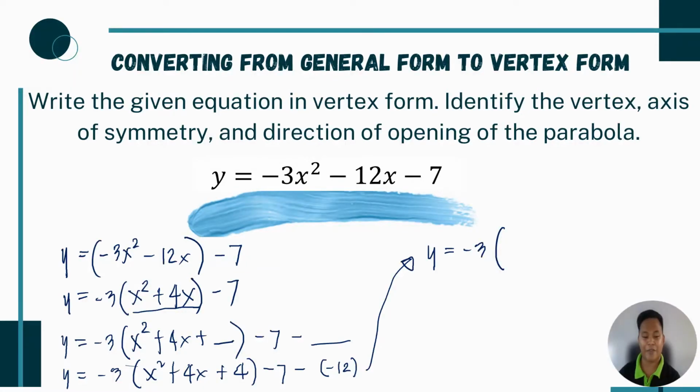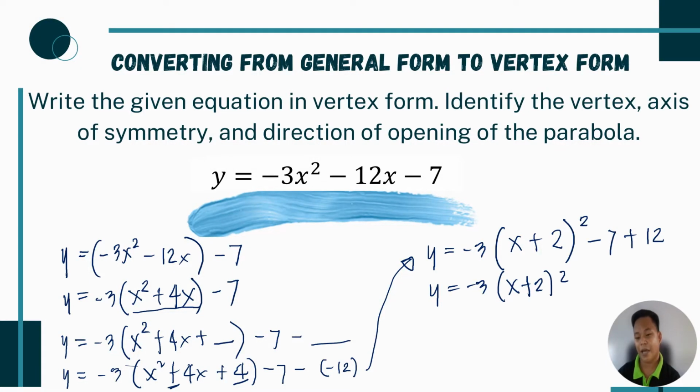Then factor this perfect square trinomial. The square root of x squared is x. The square root of 4 is 2. The sign of the middle term is plus. Therefore, the factor of this perfect square trinomial is the quantity x plus 2 squared, minus 7. Then negative times negative becomes positive 12. Then we have y is equal to negative 3 times the quantity x plus 2 squared plus 5.